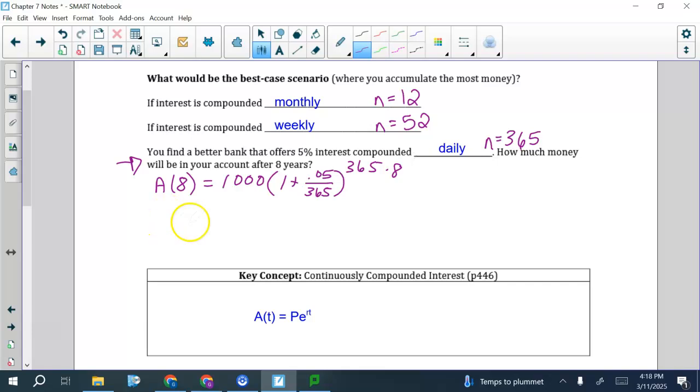So again, it might be good to calculate what that 365 times 8 is before you type it in your calculator, or before you just calculate the rest of it. So 365 times 8, 2,920. Now you should be good to go to type it in your calculator.